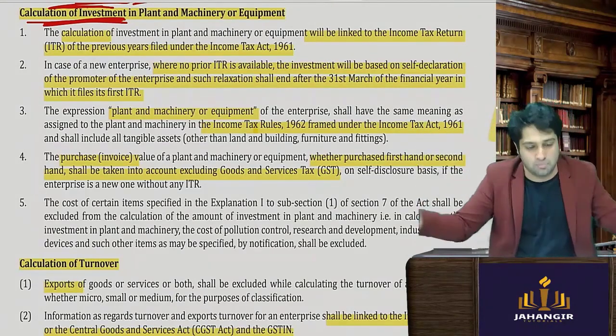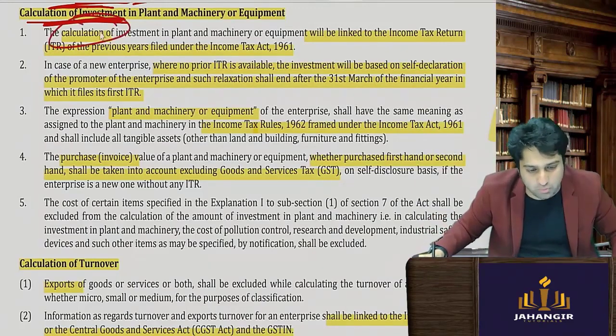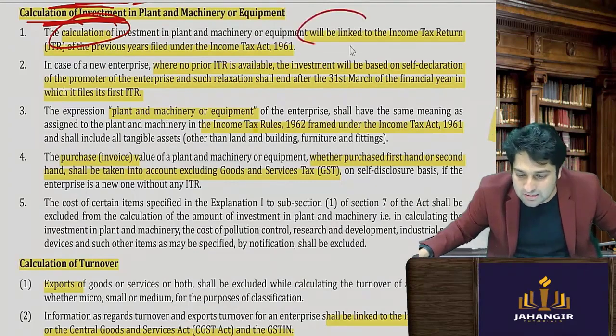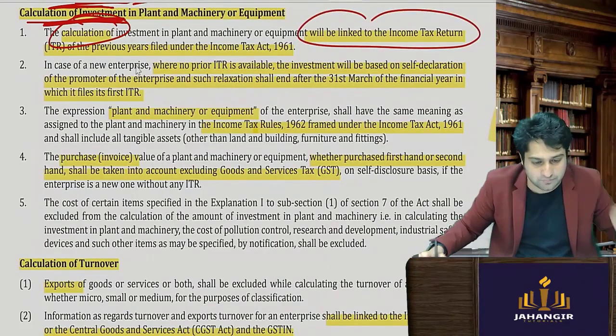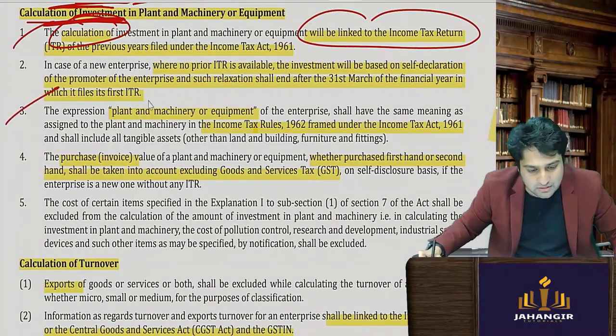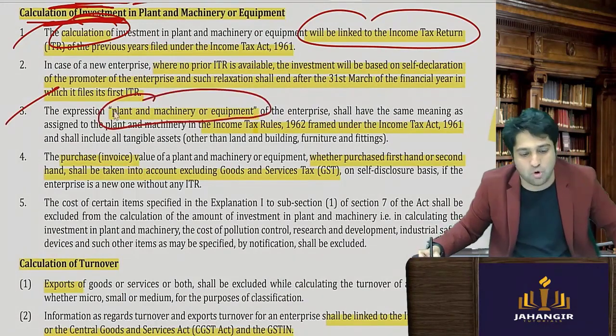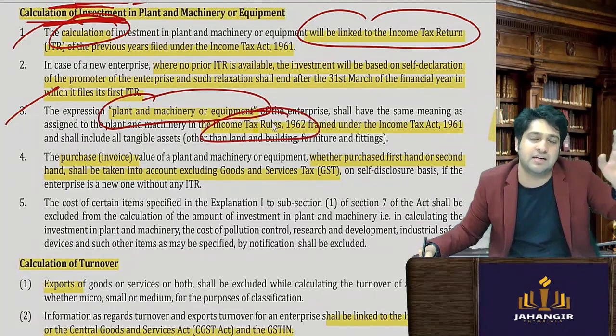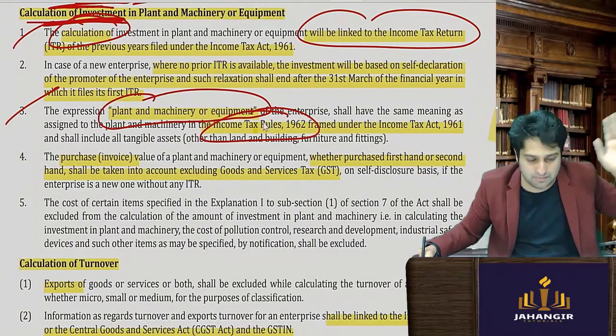So we will link that the calculation, whatever I am telling them, will be linked to the income tax return. Next, the plant and machinery. What do you mean by plant and machinery? It is given as per the 1961 Income Tax Act.